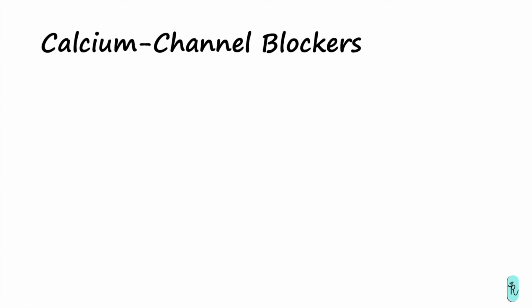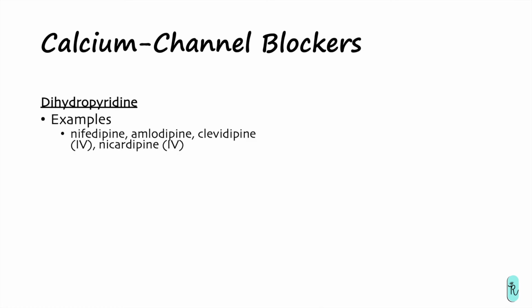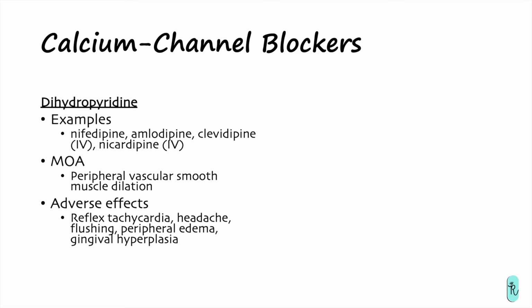Examples of dihydropyridine calcium channel blockers include nifedipine and amlodipine, among others. Both clevidipine and nicardipine are IV options in this class. Of note, clevidipine comes as a lipid emulsion. Due to dilation of the vasculature, dihydropyridine calcium channel blockers can cause reflex tachycardia, headache, flushing, peripheral edema, and even gingival hyperplasia, which is swelling of the gums.